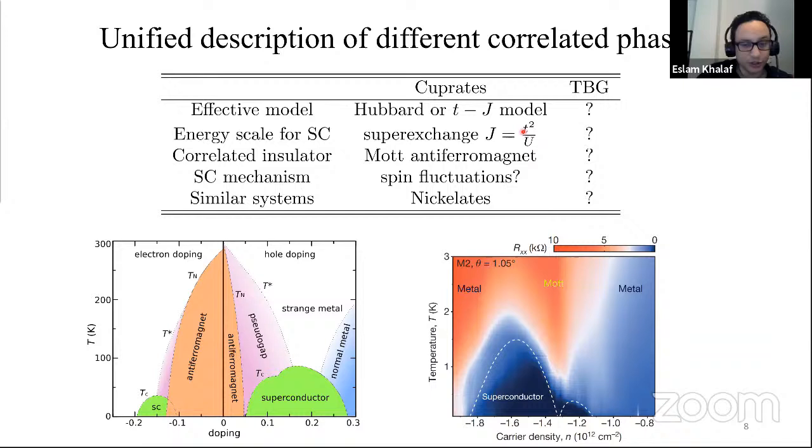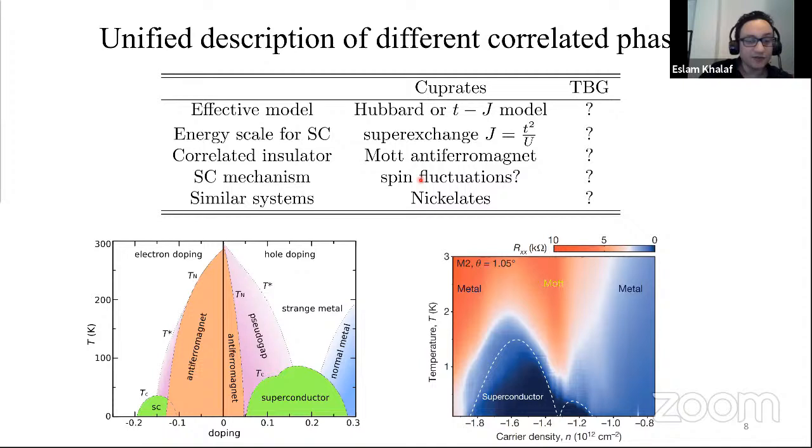We can also ask what is the nature of the correlated insulator, and this is well understood here. It's a Mott insulating antiferromagnet: the charge degrees of freedom are gapped or quenched, and we have local moments that are antiferromagnetically aligned. We can also ask about the superconducting mechanism, which in cuprates is still a controversial topic, but we can think it roughly has something to do with the spin fluctuations, or at least spin degrees of freedom in the system.